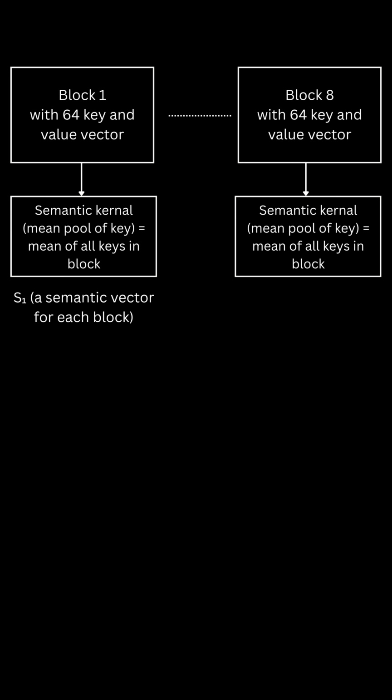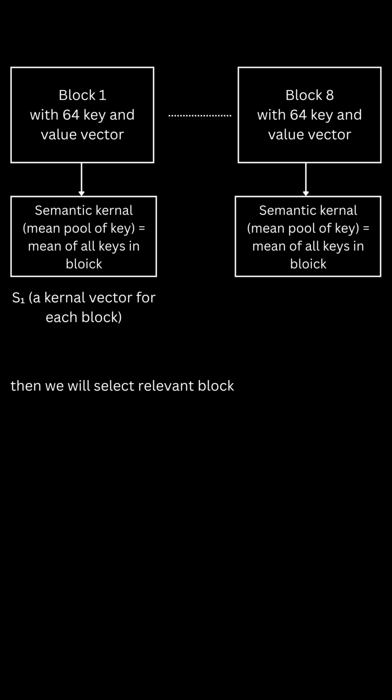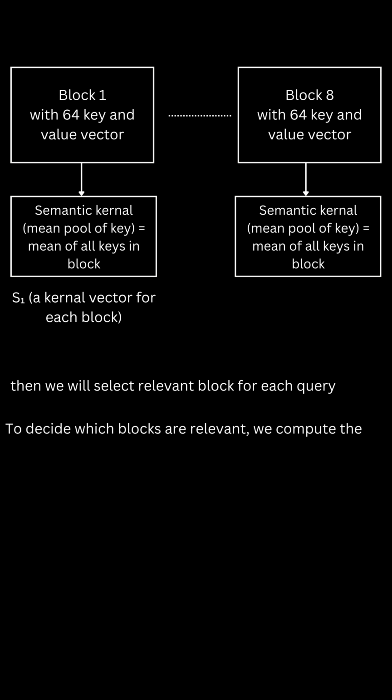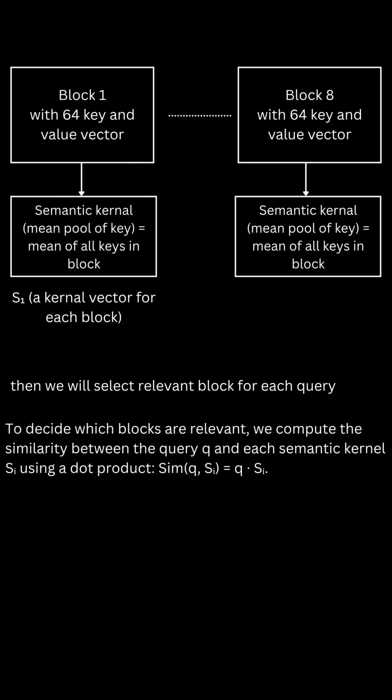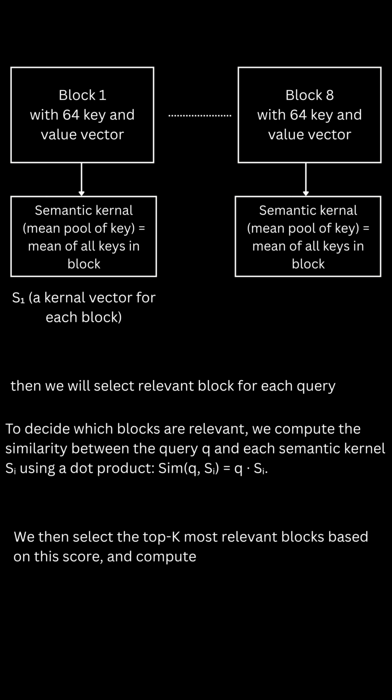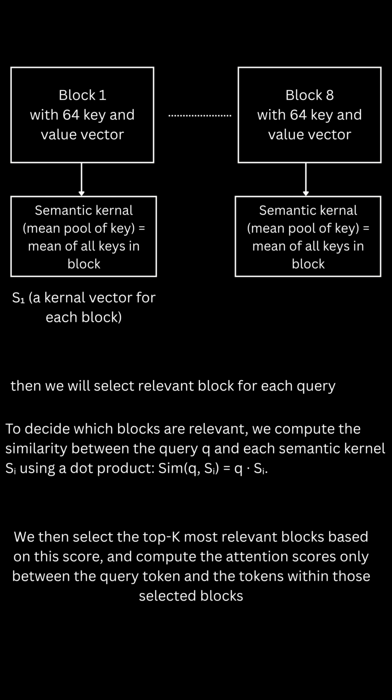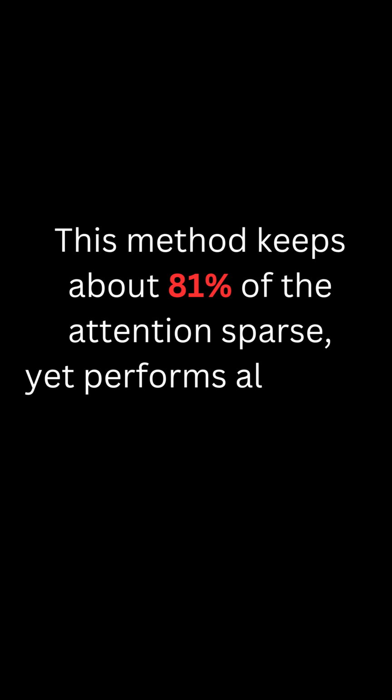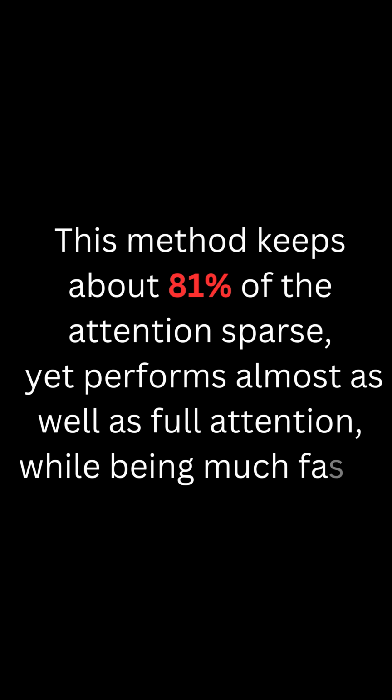We represent these kernels as S1, S2, up to S8, one for each block. Now, for any given query token, we will select relevant blocks. To decide which blocks are relevant, we compute the similarity between the query vector and each semantic kernel Si using a dot product. We then select the top k most relevant blocks based on this score, and compute the attention scores only between the query token and the tokens within those selected blocks. This method keeps about 81% of the attention sparse, yet performs almost as well as full attention, while being much faster and lighter.